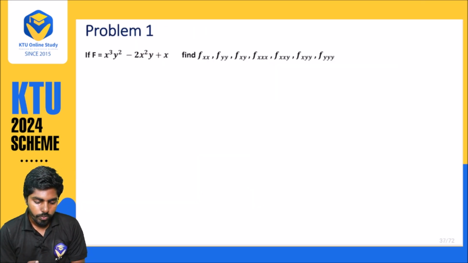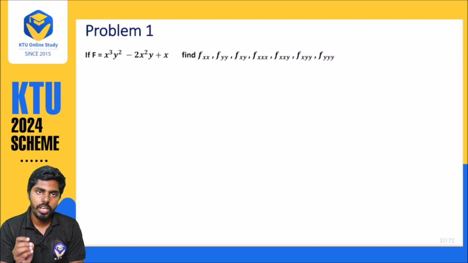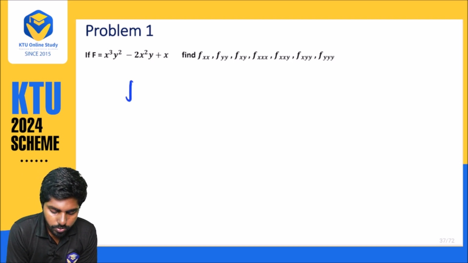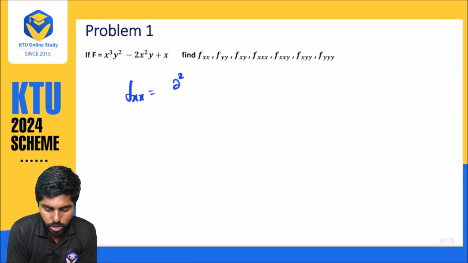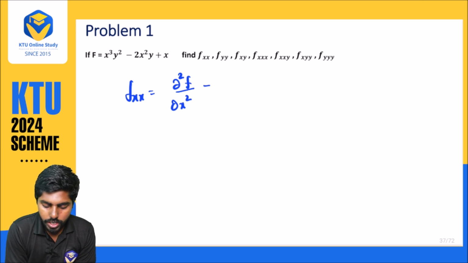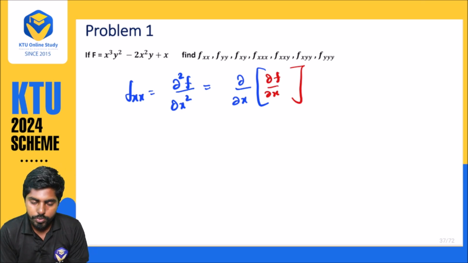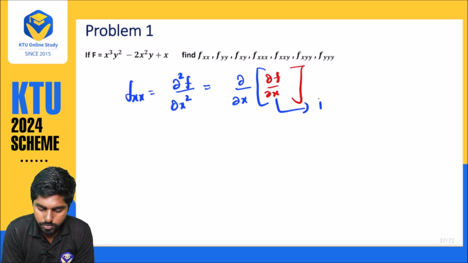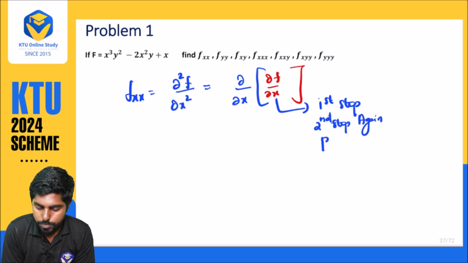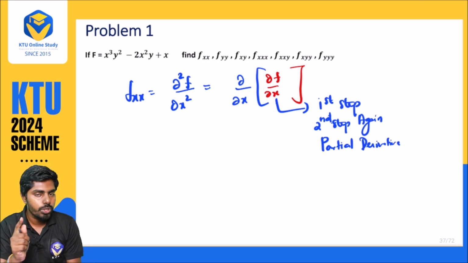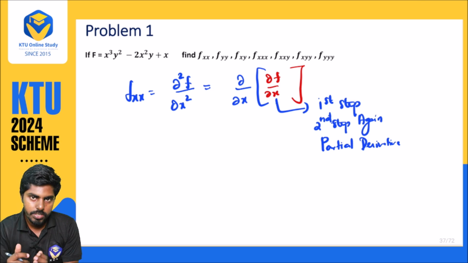Problem number 1. They have given f, and we want to identify f of xx. I have told you f of xx is nothing but dou f square by dou x square. This we can also break down into dou of dou f by dou x, that is again and again partial derivative. First we want to identify dou f by dou x. That is the first step. The second step is again a partial derivative. So here we are doing partial derivatives, which means you should show partiality every time while differentiating.